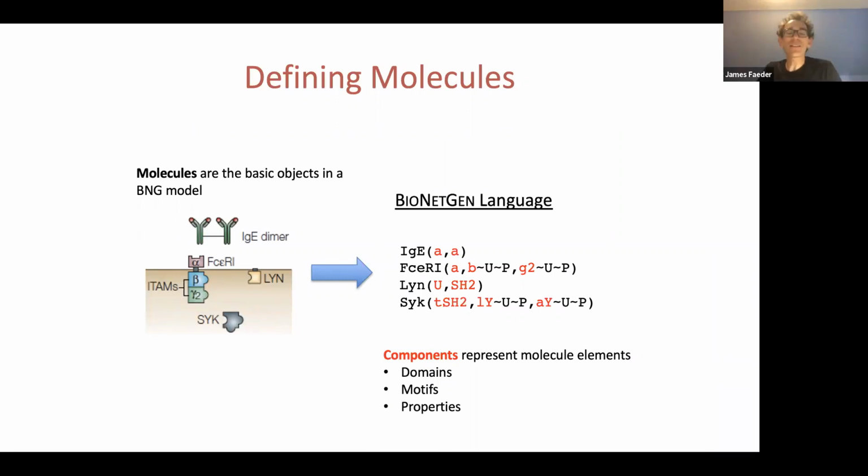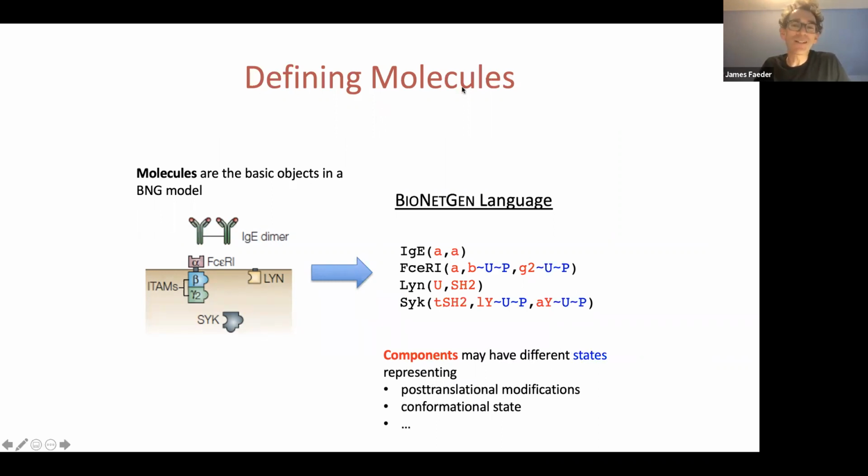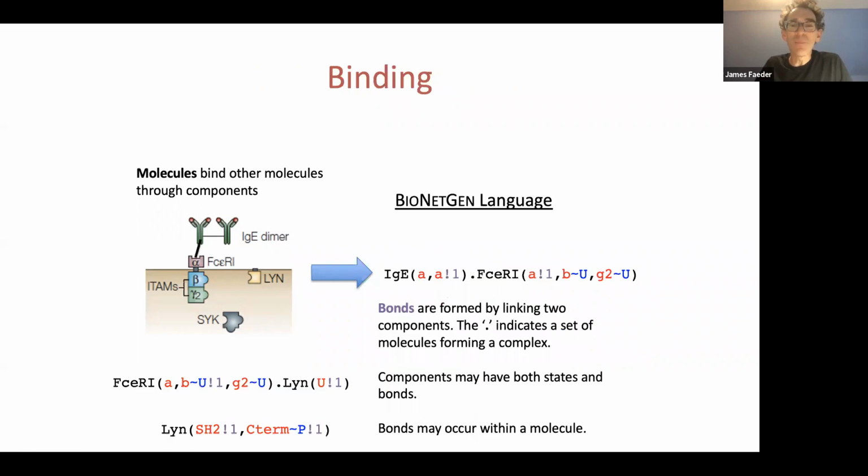These kinds of slides are in a way a summary of what I've talked about. Hopefully they reinforce the ideas. We have these components. They can represent different aspects of these molecules. We have states that represent their different modifications and binding. And then we can have complexes, and we've seen an example of a complex.